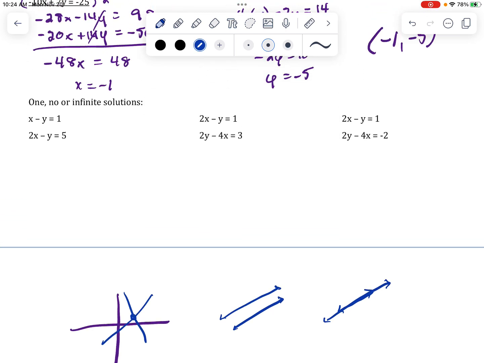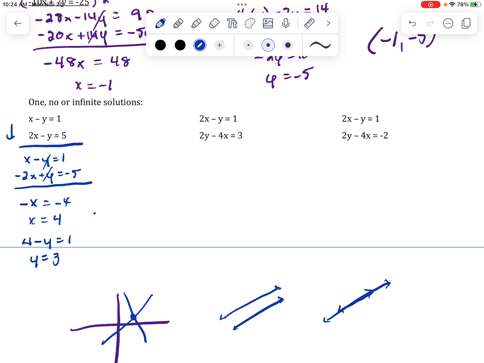Let's try to solve the first system of equations here. I'm going to solve by elimination. So I am going to multiply the second equation by a negative number. Then when I add down, I get negative x equals negative 4, x equals 4. If x equals 4, 4 minus y equals 1. My y is going to be 3. This is a case where I have two lines that intersect at one point.